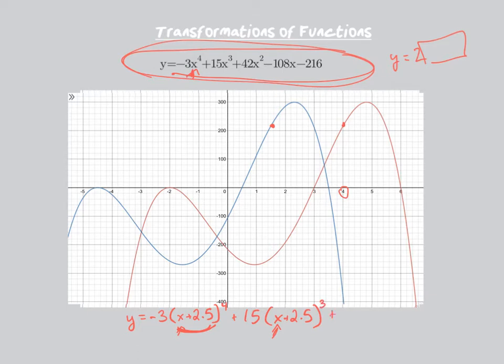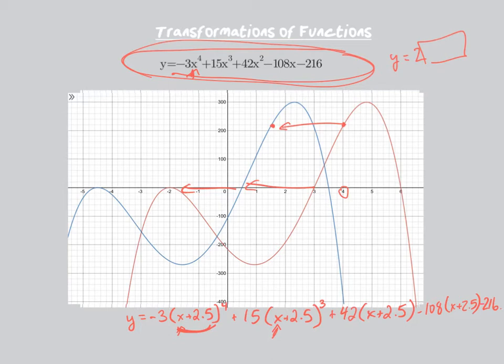So every single x in any equation, if you just want to move it over 2.5 to the left, all you do is you take every x in the entire equation, you replace it with x plus 2.5, and that will give you the exact same graph except moved over 2.5 to the left.